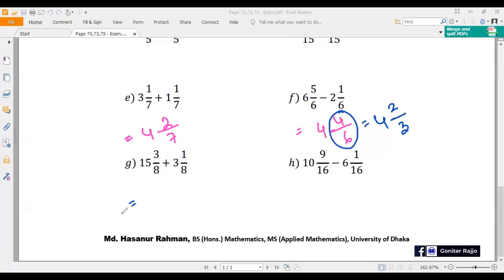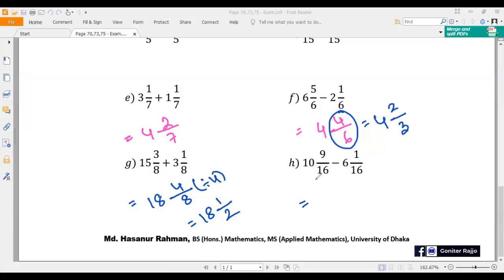Simple. Now 15 and 3, we can add them. 15 plus 3 will be 18. Okay. So 3 by 8 and 1 by 8 both are like fractions. So just add the numerators. 3 plus 1 is 4. Now we can divide both numerator and denominator by 4. Then it will be 1 by 2. Simple. Okay, by dividing 4 and 8 by 4.